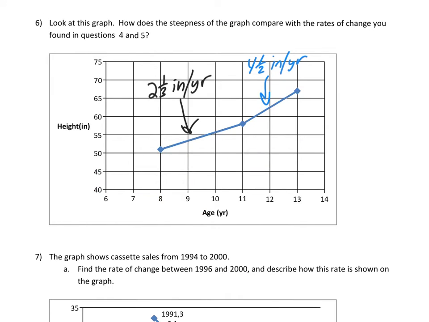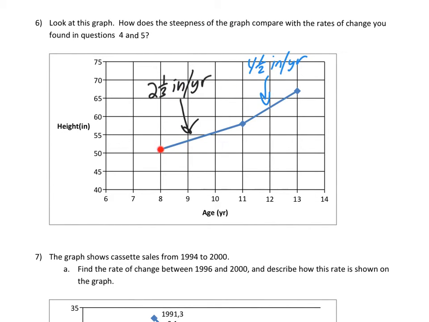So I took the table of Ramon's height and age, and I put it into this graph. And let's take a look. And then I wrote what we found already. We know the first part from ages 8 to 11, he was growing at 2 1/3 inches per year. And we knew that between 11 and 13, he was growing at 4.5 inches per year. And let's see if the steepness of the graph makes sense with these numbers.